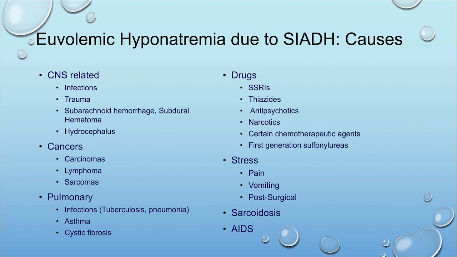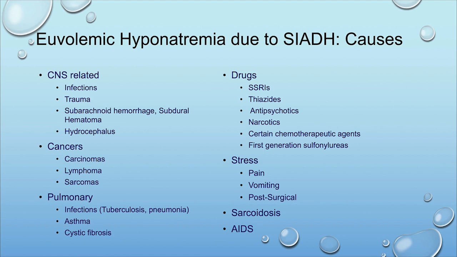Euvolemic hyponatremia due to SIADH has a variety of causes. Anything in the central nervous system, whether it be infections, trauma, bleeds, hydrocephalus, can cause SIADH, as can a variety of cancers. Anything within the pulmonary system, such as infections, asthma, cystic fibrosis, pneumothorax, has been associated with SIADH.